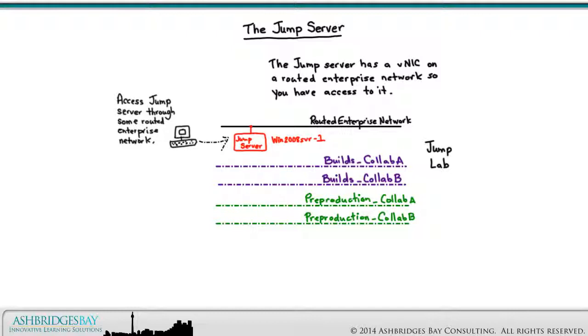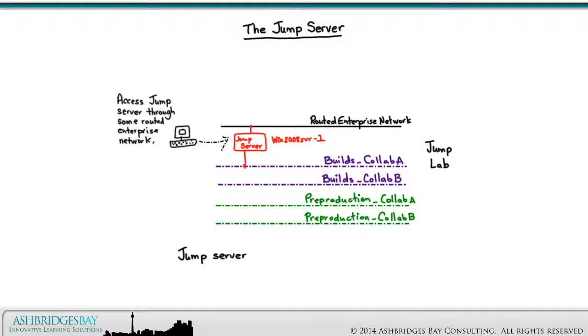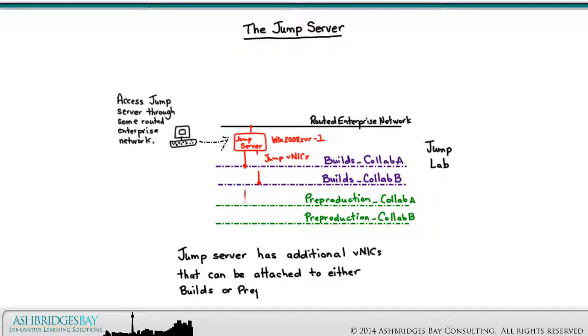There are other options for deploying the jump server. It could be anywhere in your virtual environment on some other production host. In that case, the builds and pre-production VLANs would need to be configured more widely. There's nothing wrong with doing things that way. The jump server has an additional 2 VNICs that can be connected to either the builds or pre-production VLANs. Enterprise 20 is using a Windows 2008 server.